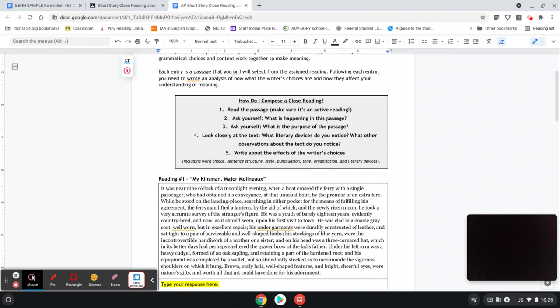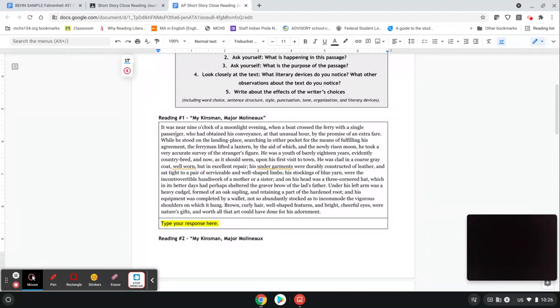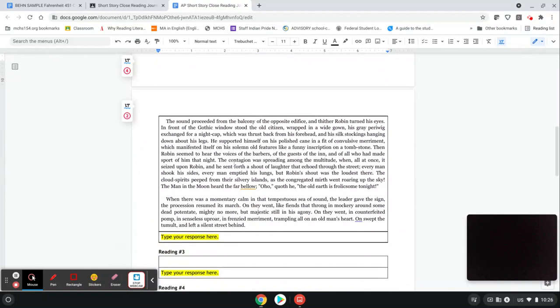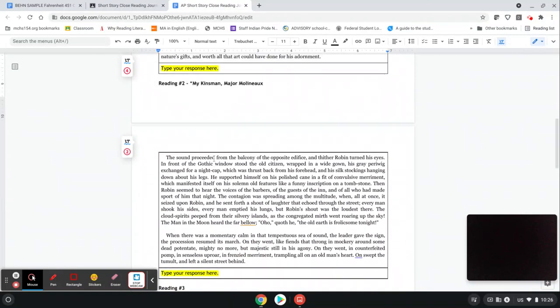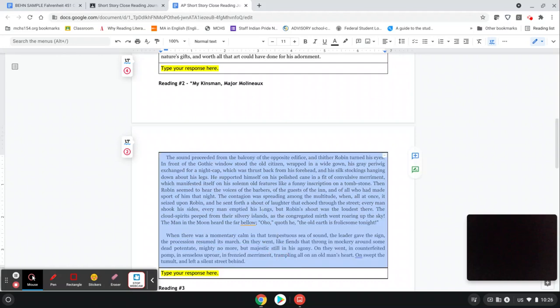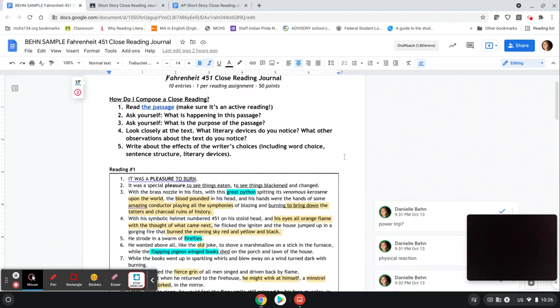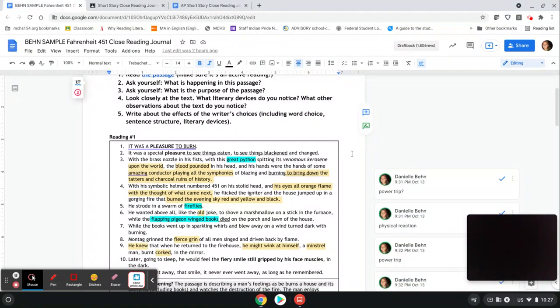Now, because these directions can be a little vague, we talked about the first passage yesterday together. On this assignment sheet, I also gave you a second passage that you can use from "My Kinsman, Major Molyneux." If you have one you would like to use instead, feel free to delete this one. But in case you didn't know a good place for your second close reading, because you're required to do two for this short story, you can use the one listed here. So I'm going to flip over to my sample one, so you have this in case you need it.